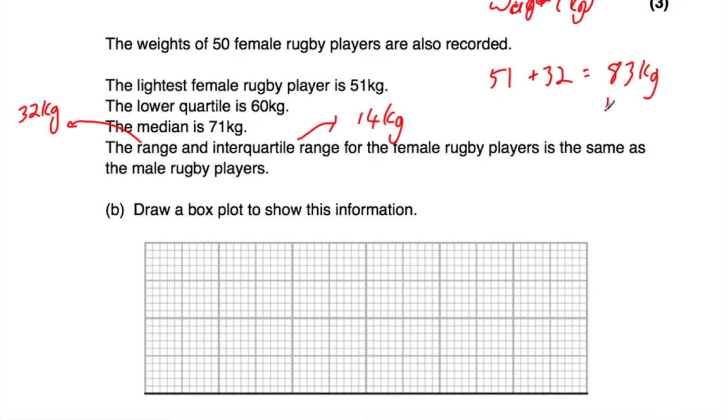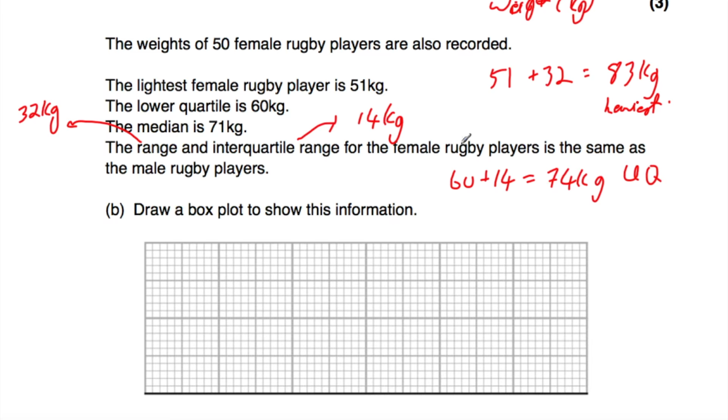And then, we're just going to write that down, heaviest. And then in terms of the upper quartile, we've got the lower quartile as 60. We've got the interquartile range is 14. If you add the interquartile range onto the lower quartile, you get the upper quartile, which is 74 kilograms. So that's going to be the upper quartile. And let's just check that. The upper quartile is 74. Take away the lower quartile, 60, is equal to 14 kilograms.